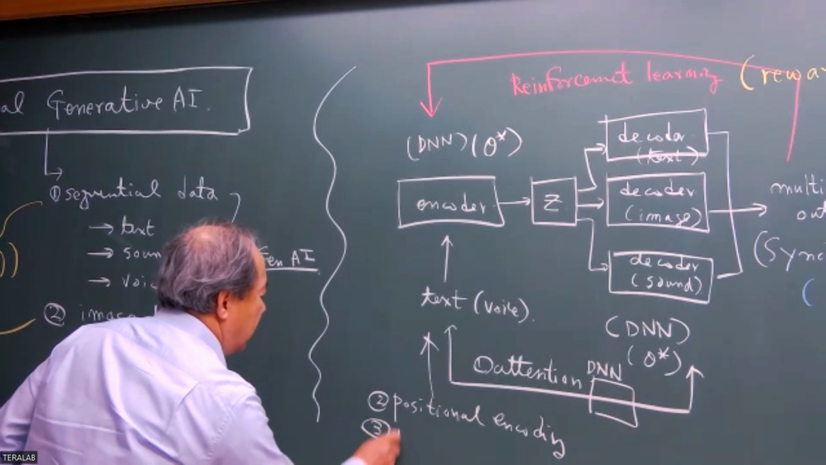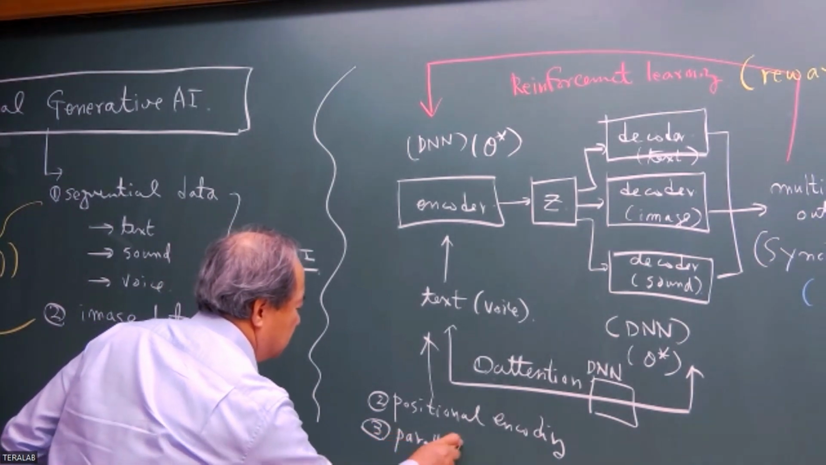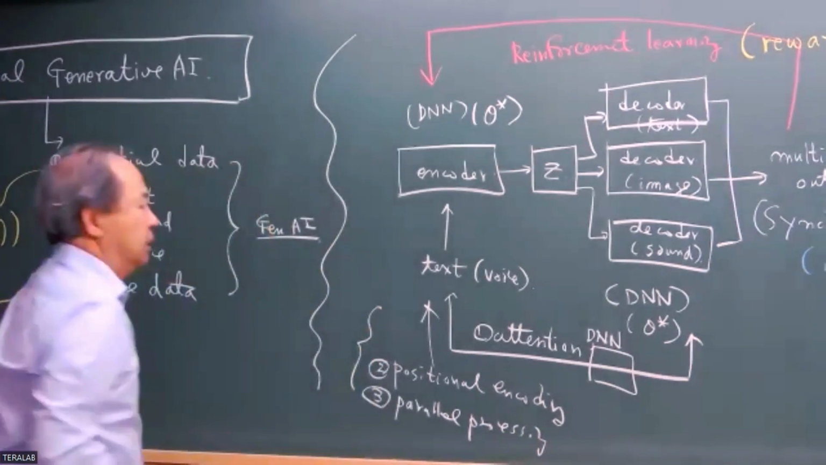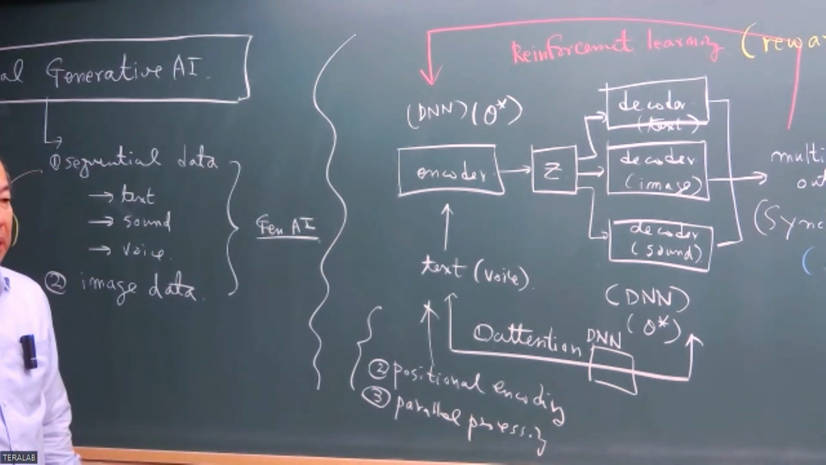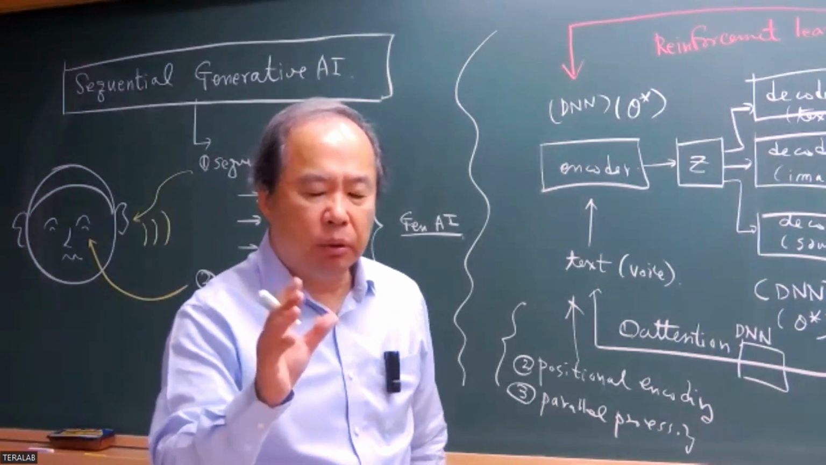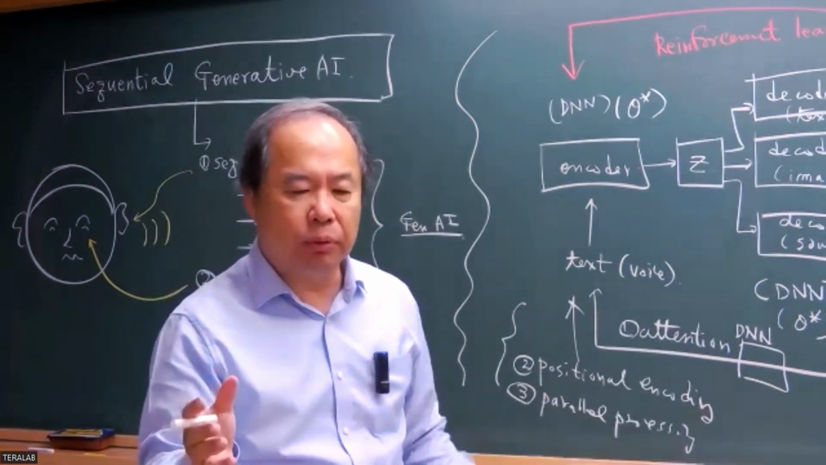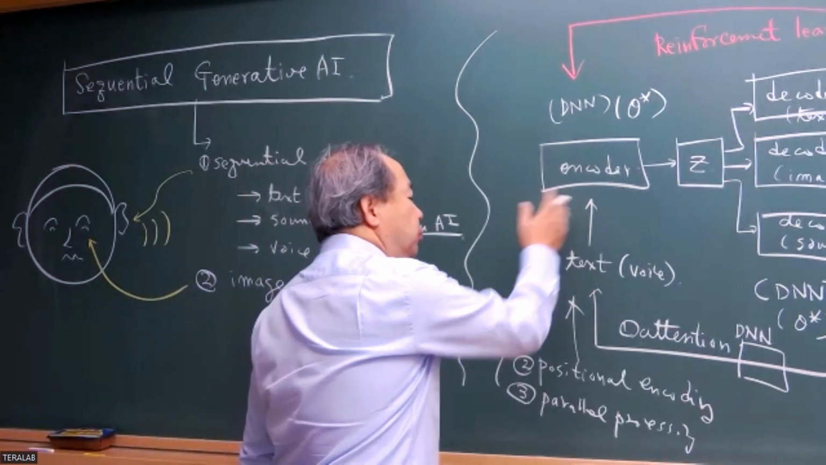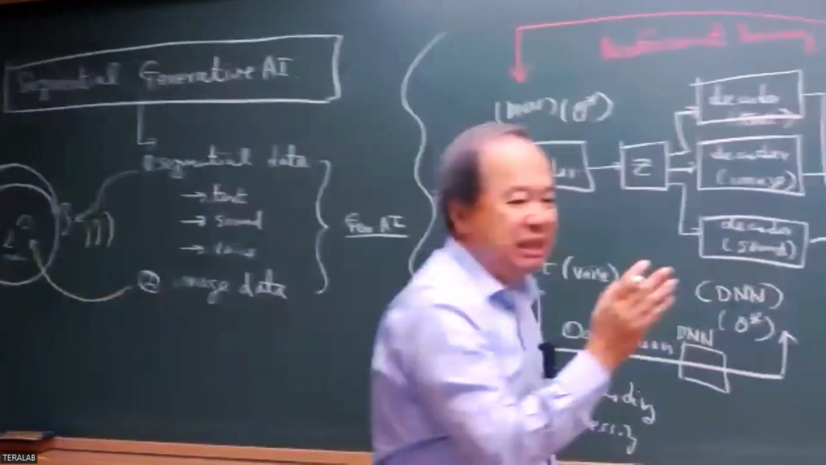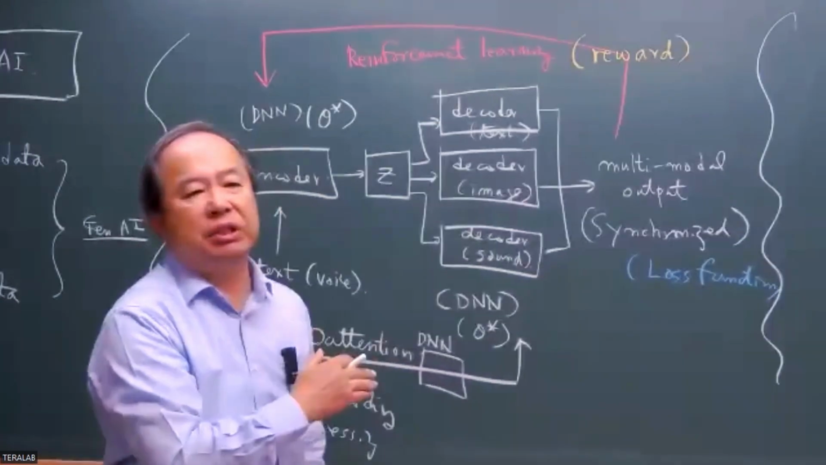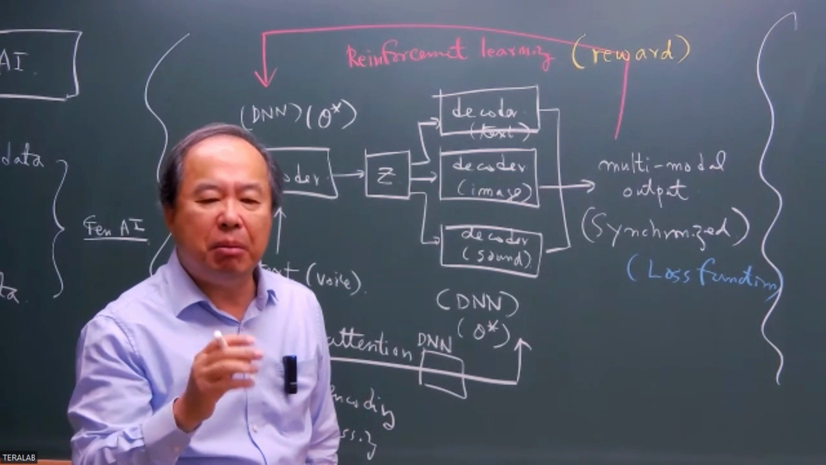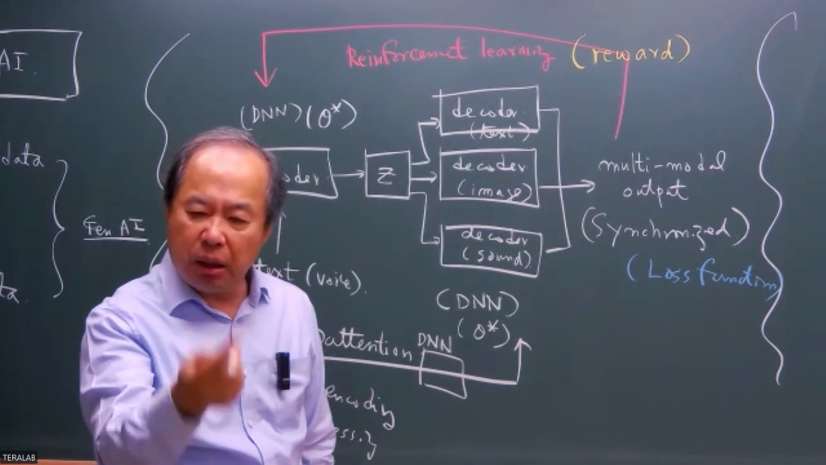The third one is parallel processing. Even though we generate text sequentially, the whole text, sentence, or book is inputted into the encoder simultaneously. And the output of text is not sequential. Simultaneously it generates the whole text. Why is that? Because we want to minimize the latency between human and computer.